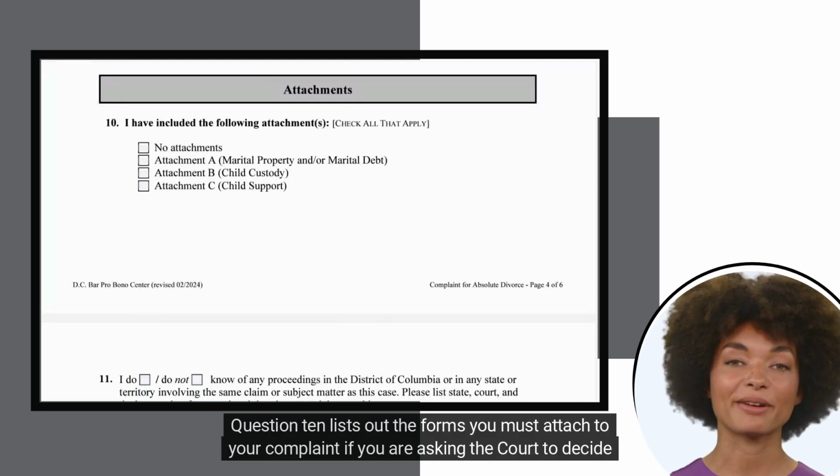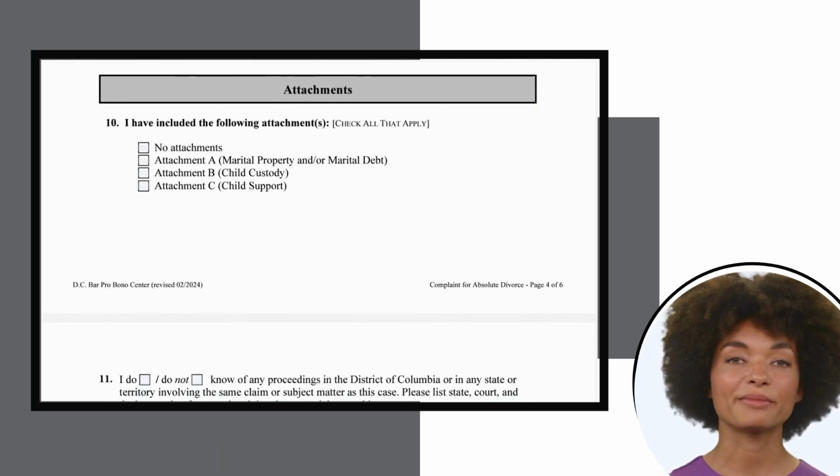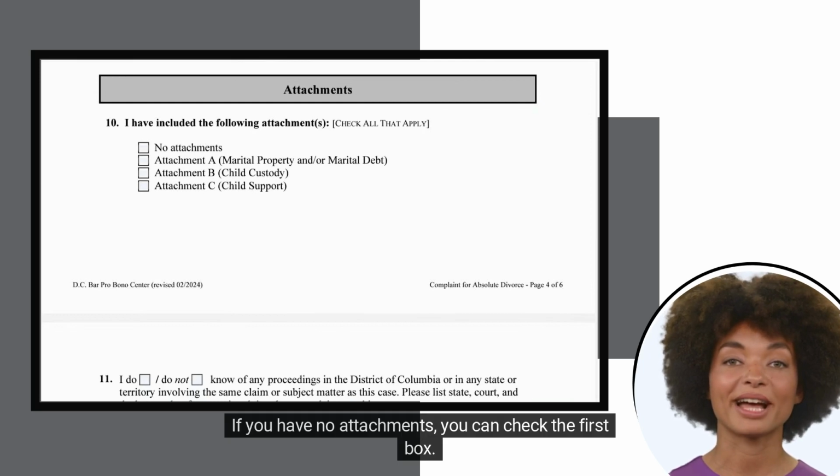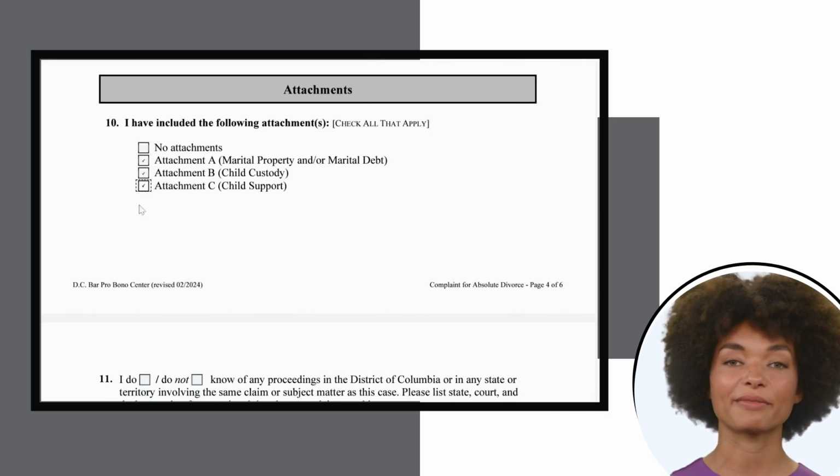Question 10 lists out the forms you must attach to your complaint if you are asking the court to decide marital property and debt, custody, and child support. If you have no attachments, you can check the first box. If you have attachments, you can check the box next to each attachment that you have.